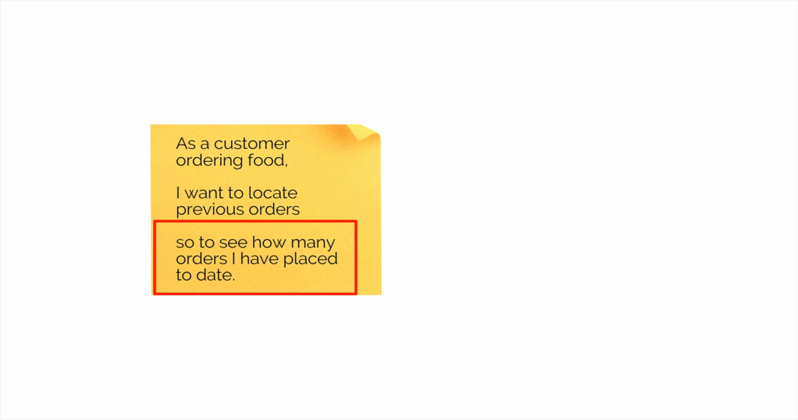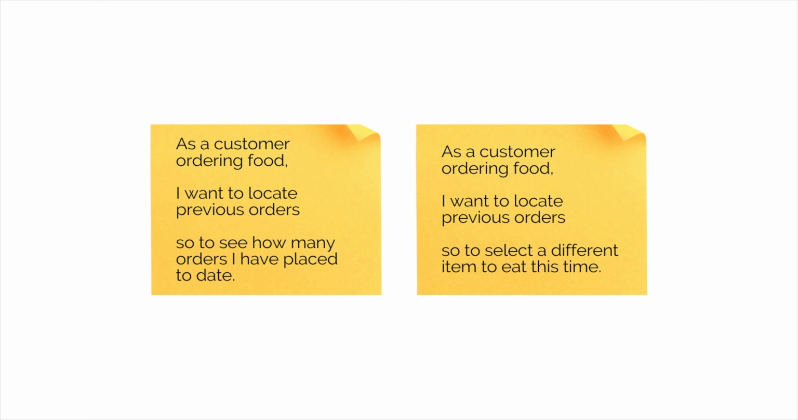I mean, why would a hungry customer want to see how many orders are placed to date? Number of orders placed to date is another feature or business requirement and not a business value that this particular user story provides. An improved user story would be, as a customer ordering food, I want to locate previous orders so that I can select a different item to eat this time.